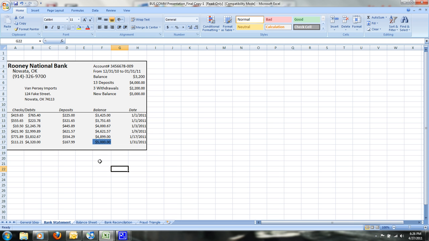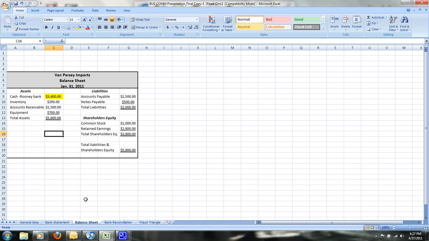And here I have an example of a bank statement. The bank would issue this probably at the end of the month. In this example, our bank is Rooney National, and our company is Van Persie Imports. Our beginning balance for the month was $3,200. Throughout the month, we had several deposits and withdrawals that make our ending balance $5,000, which I have highlighted in blue. Again, this is what the bank says we have in our cash account.